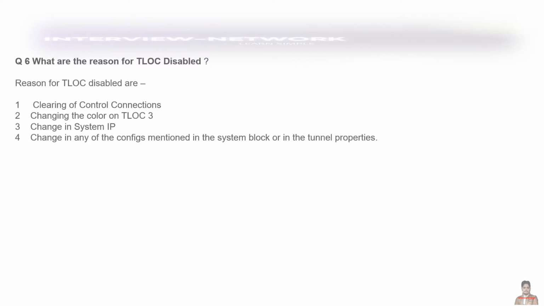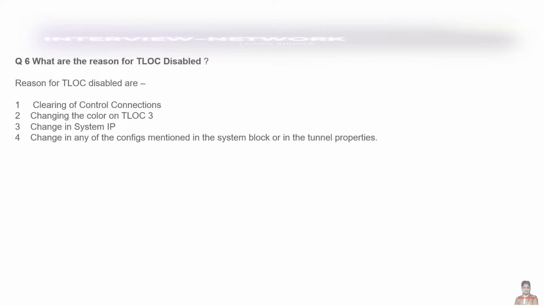Number 6, what are the reasons for TLOC disabled? Reasons for TLOC disabled are clearing of control connections, changing the color on TLOC 3, changing the system IP, or changing any of the config mentioned in the system block or in the tunnel properties. So if you make any kind of changes in your configuration, you might face these kinds of issues, because your TLOC tells about the next hop. TLOC stands for transport locator. So if your TLOC is disabled, then that means some configuration change has been done.